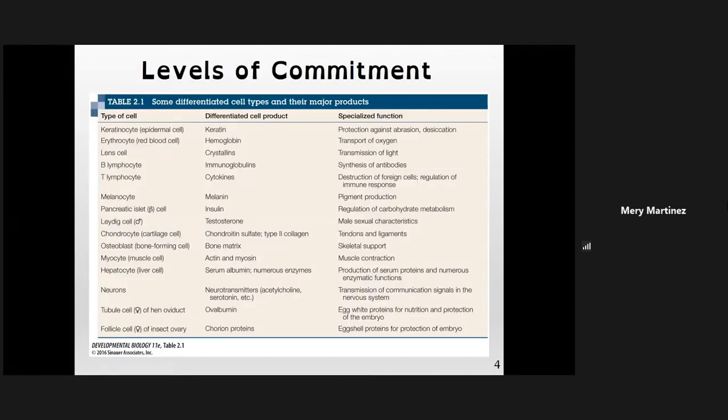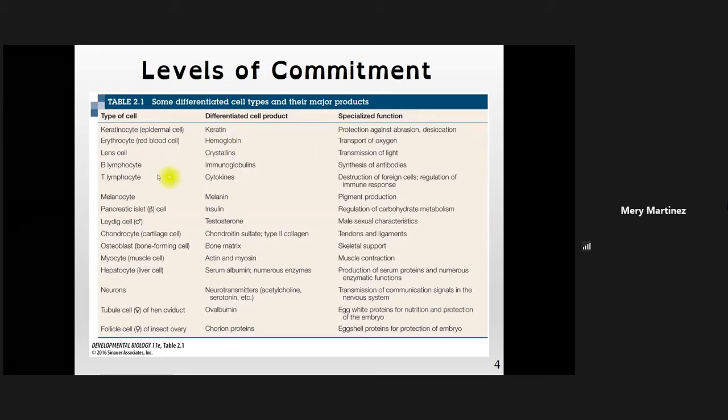So as cells start forming, because we know that one day there is the fusion of the sperm and the egg, and then we have a zygote, and then they start multiplying, right? So as cells start forming, there are a lot of things that can occur, and it's just amazing. Okay, so here we have in this table the type of cell, differentiated cell product, and specialized function. So a keratinocyte is an epidermal cell. It can form keratin, and their function is the protection against abrasion.